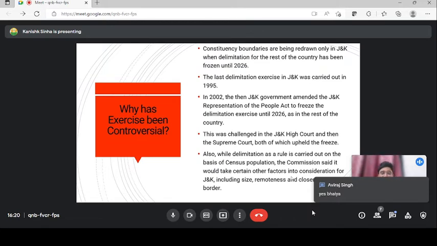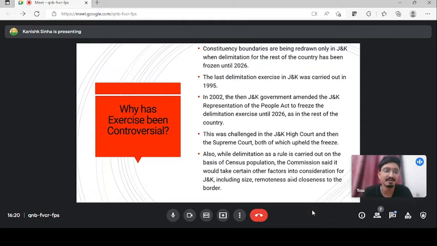So now, as I have mentioned, why the exercise has been controversial. Just like in 2001, the Atal Bihari Vajpayee government, by the 91st Amendment, froze delimitation up to 2026. In 2002, the then Jammu Kashmir government also amended the Jammu Kashmir Representation of People Act.